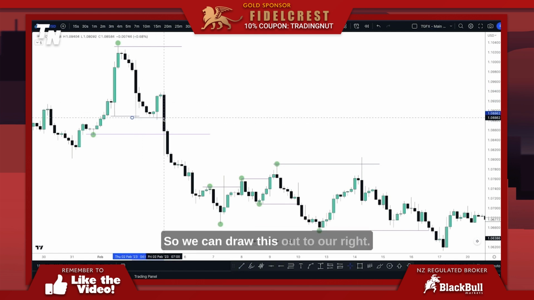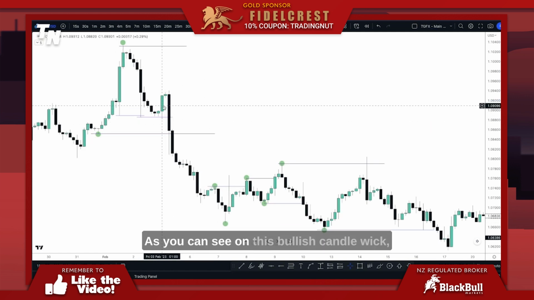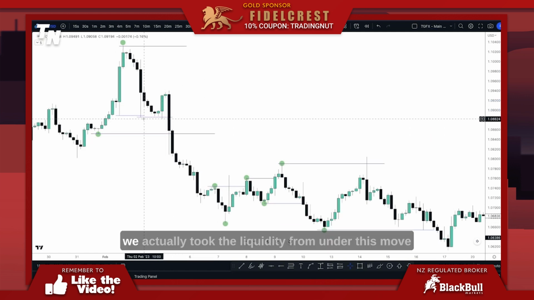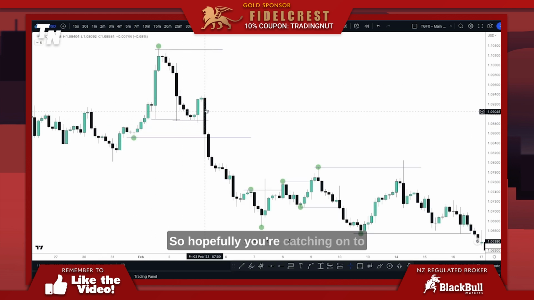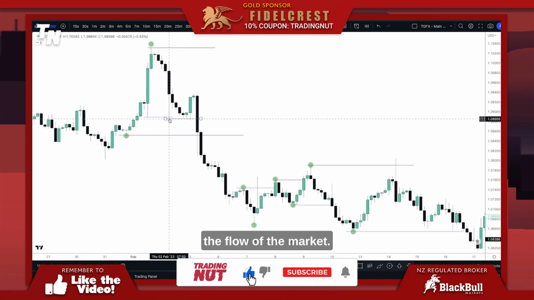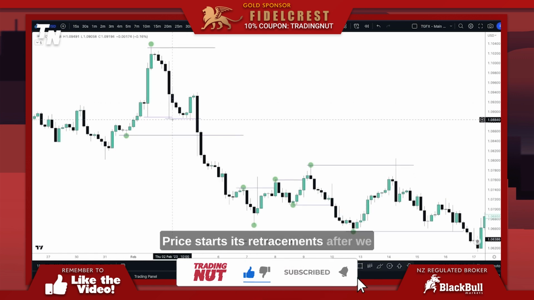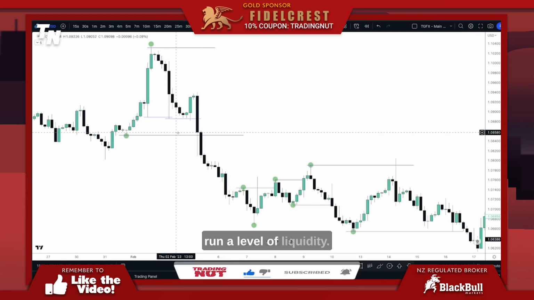So we can draw this out to our right. Now, as you can see on this bullish candle wick, we actually took the liquidity from under this move and started our retracement or take profit event. So hopefully you're catching on to the flow of the market. Price starts its retracements after we run a level of liquidity.